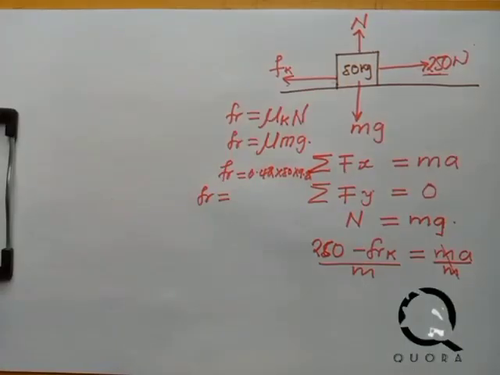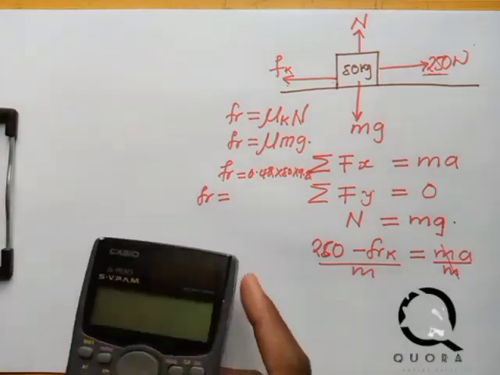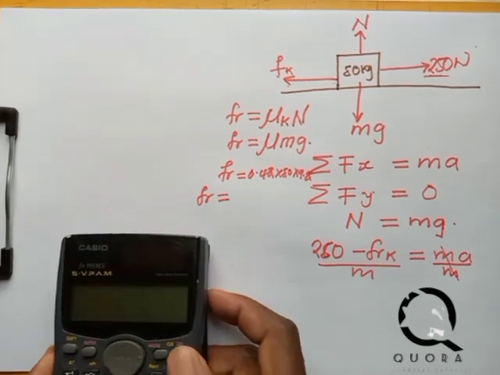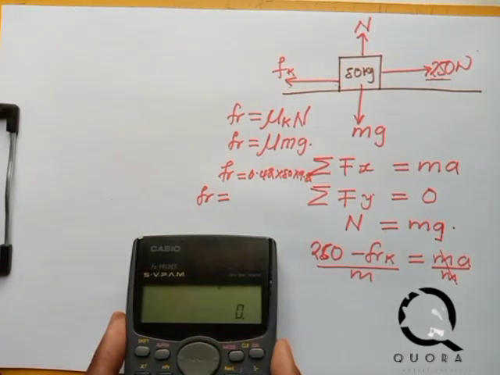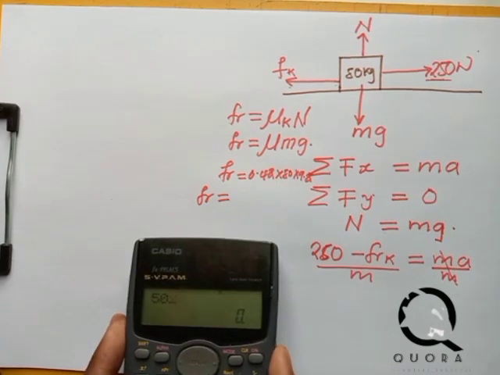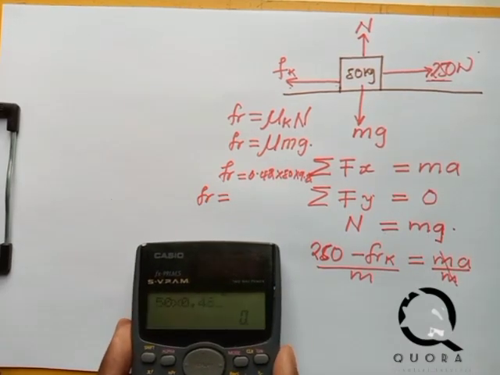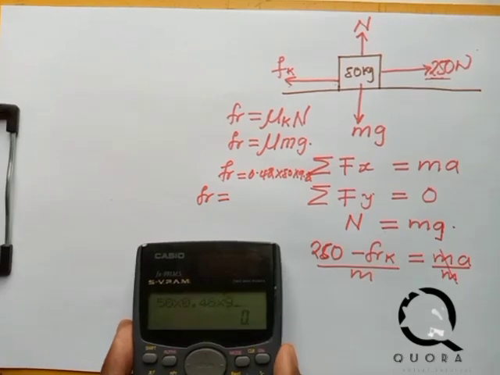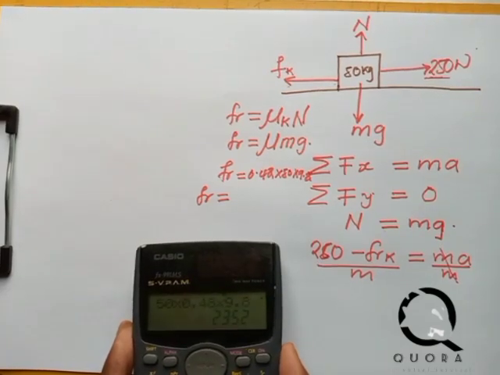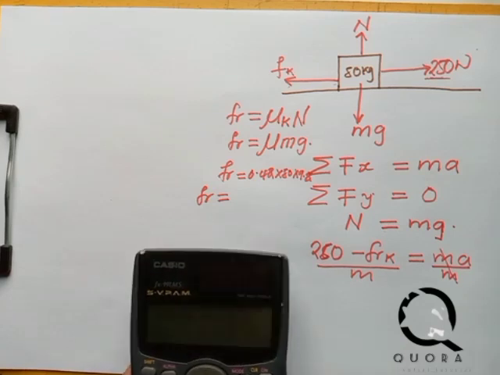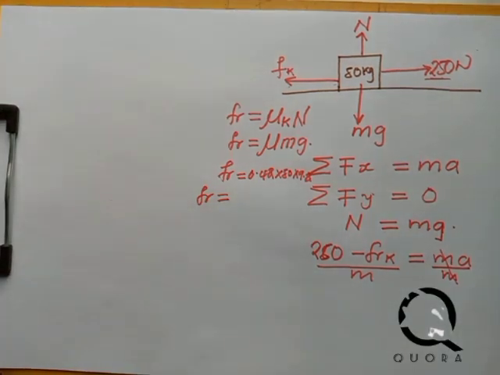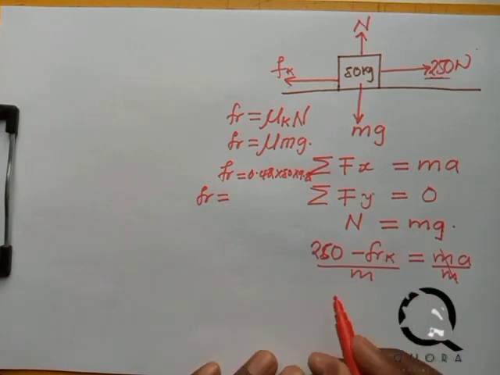We need to punch this on the calculator for us to get the accurate answer. All right, here is my smart calculator. So we have 50 multiplied by 0.48 multiplied by 9.8. We are getting the friction as 235.2.